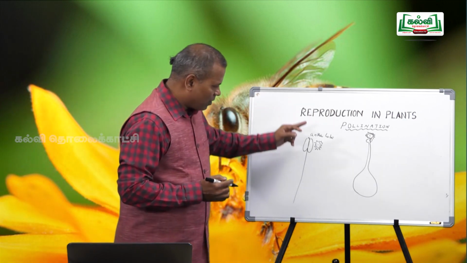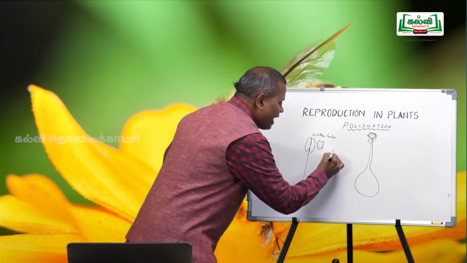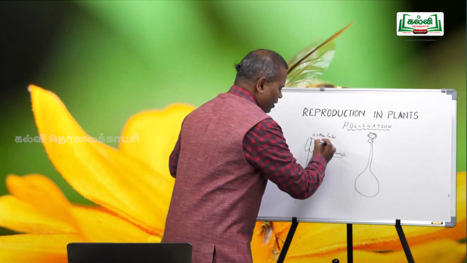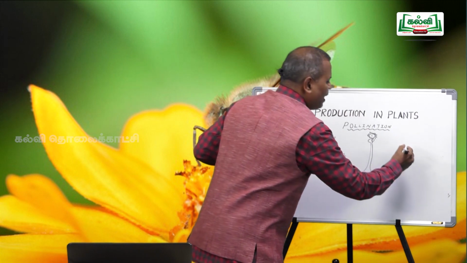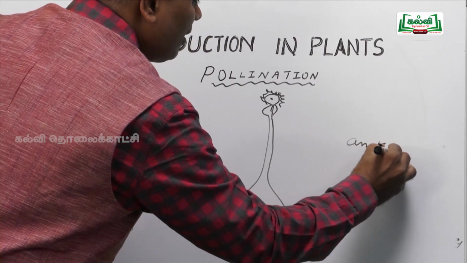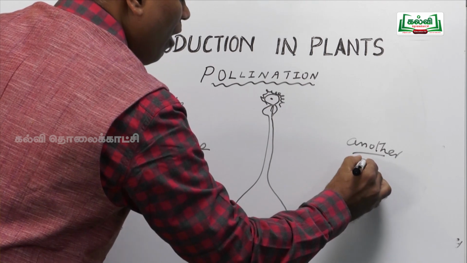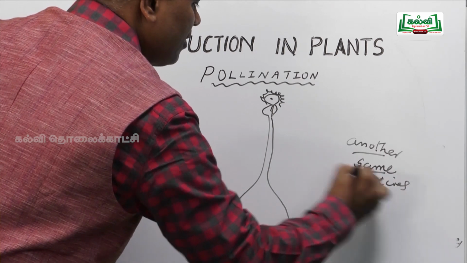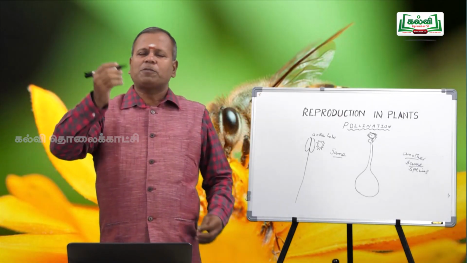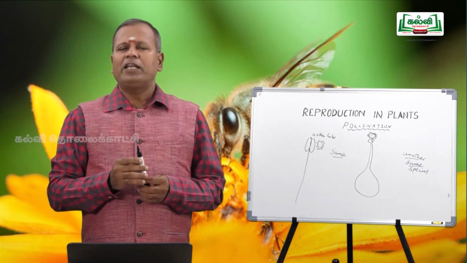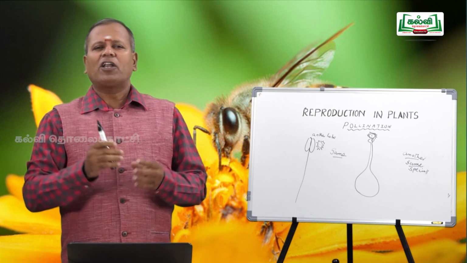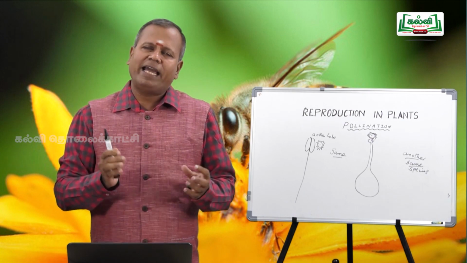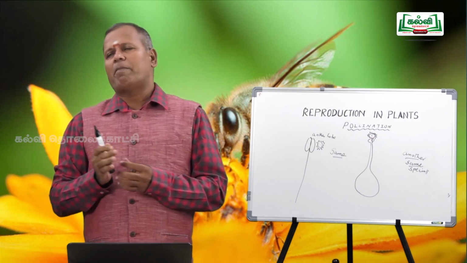Transfer from the anther lobe to the stigma of the same flower is said to be self-pollination. Transfer of pollen grain from the anther lobe to the stigma of another flower present in another plant of the same species is said to be cross-pollination. Cross-pollination plays a vital role in the origin of new species, and the agents or agencies responsible for cross-pollination are of two kinds: one is abiotic, another is biotic.